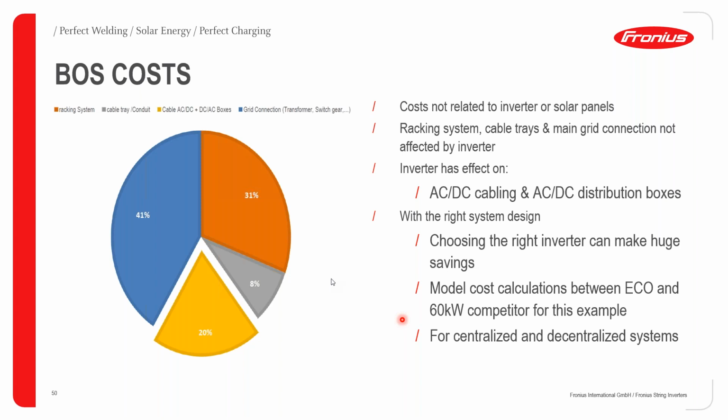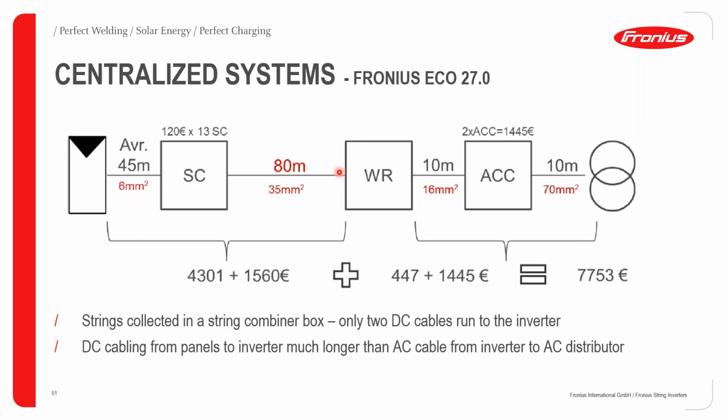And also, for the model cost calculations, as I mentioned before, we are going to analyze our Eco inverter 27 kilowatt, and also this 60 kilowatt competitor inverter. Also, as already explained by my colleagues, we are going to do a comparison analyzing both centralized and decentralized systems. So let's look at a centralized setup. In this centralized setup, we are going to start off by looking at a Fronius Eco setup.